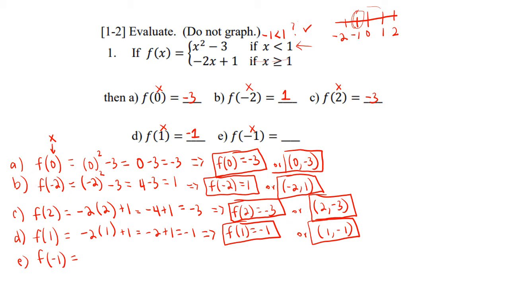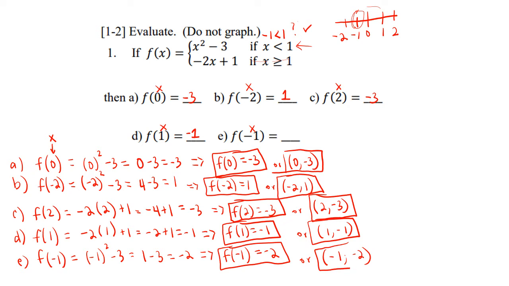Again, just be careful there, right? Plug in negative 1, negative 1 squared minus 3. Negative 1 squared is positive 1. Minus 3 is negative 2. Okay, giving us f of negative 1 equals negative 2. Or the coordinate point, one last time, negative 1 comma negative 2. That will finish off that first question for us.